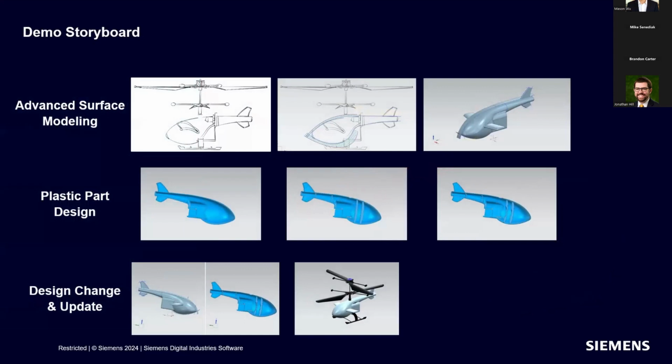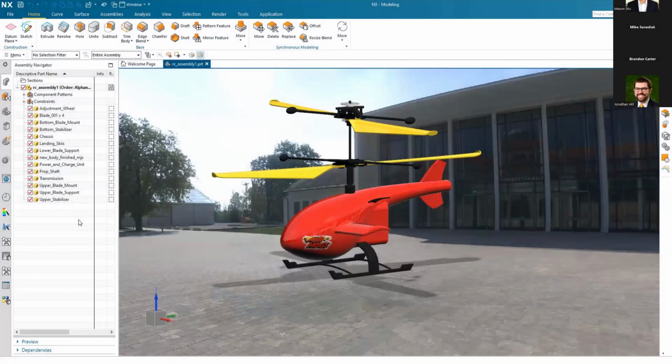So a little bit of a storyboard that we'll walk through here: we have this little remote control helicopter example. We're going to go through and show how we can start from scratch, build up some of the curves, check those curves for continuity, and then show you a bunch of different functions that go through that. Then we'll move on. We're not going to get into a lot of the plastic part design, but we'll review how we got there and then really show you the design changes. So we'll take a look and start out with this.